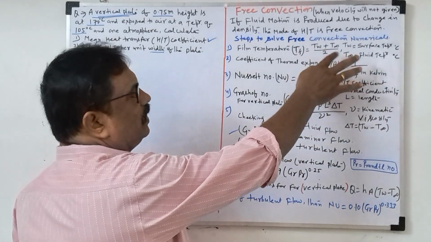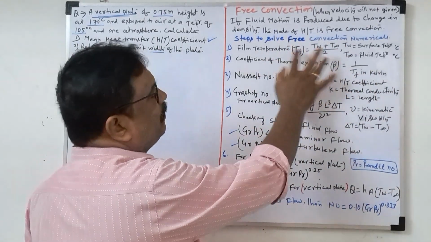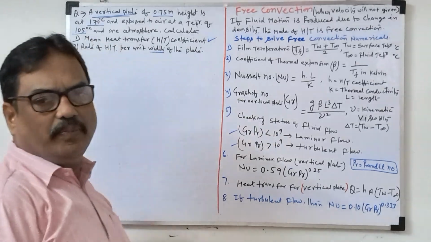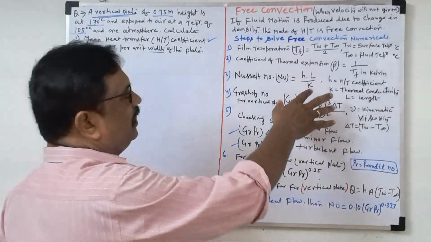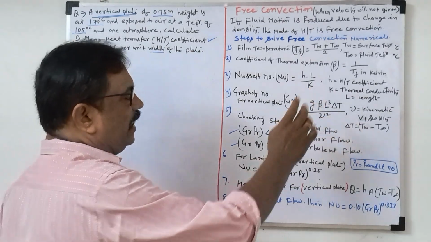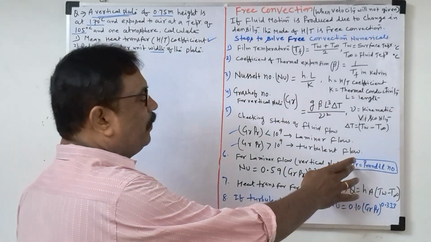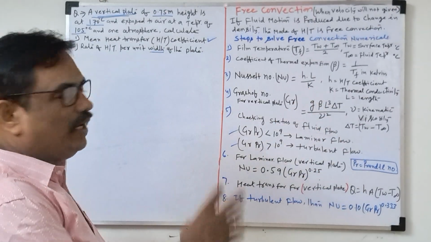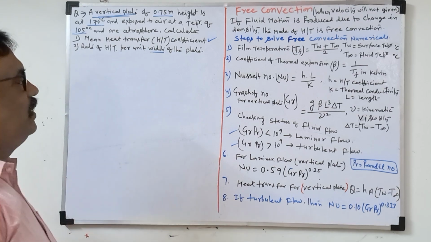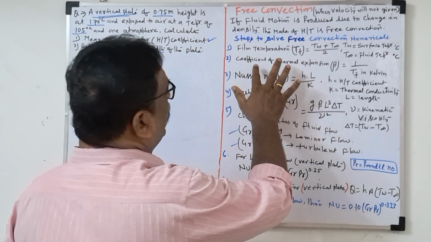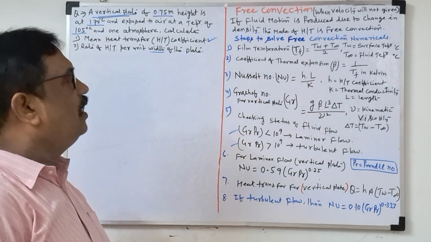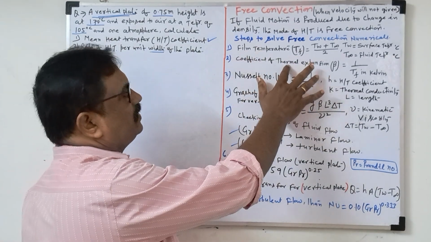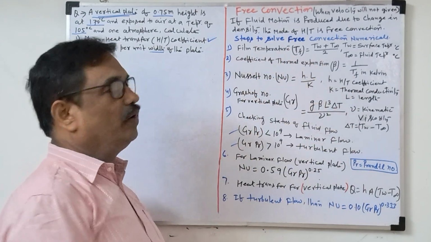Now with the film temperature, from the data book we'll look up the properties of the fluid, that is density, thermal conductivity, kinematic viscosity, Prandtl number; all those values we will take from the HMT data book. Then we'll find the coefficient of thermal expansion. This coefficient of thermal expansion is found only in the free convection problem. In forced convection, this term will not be there.